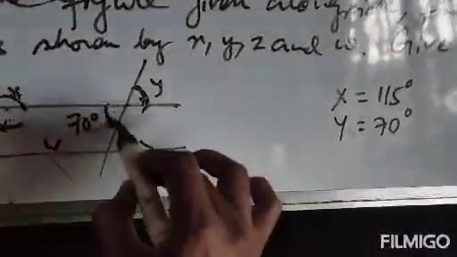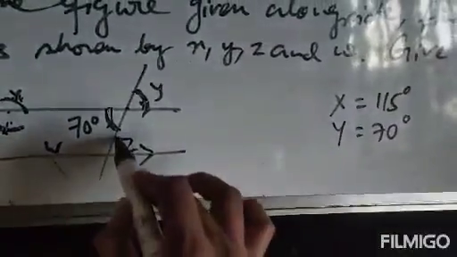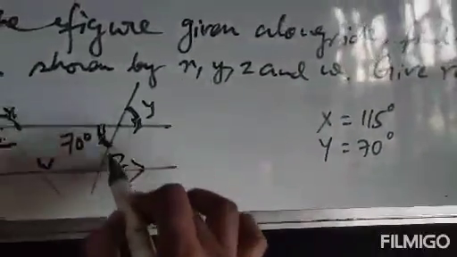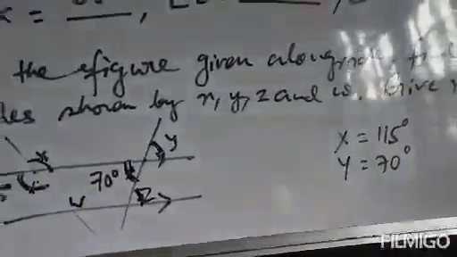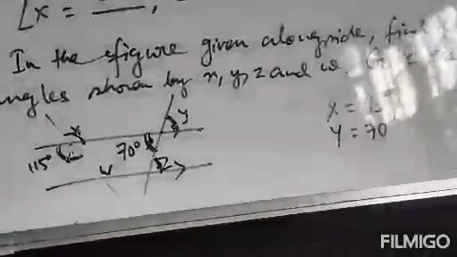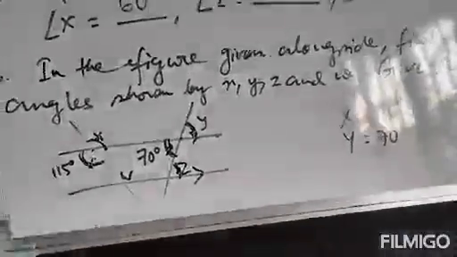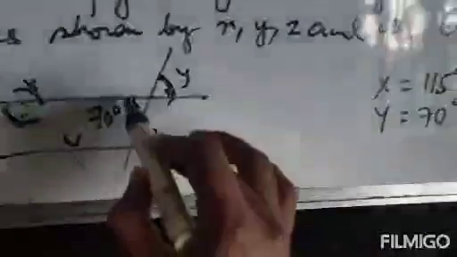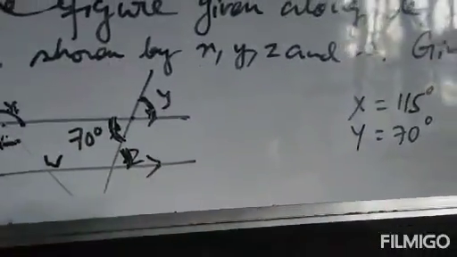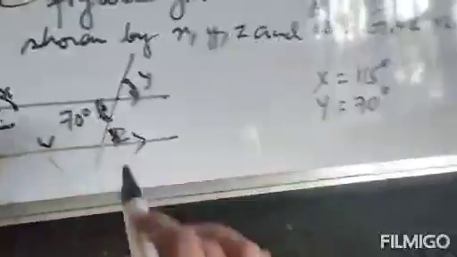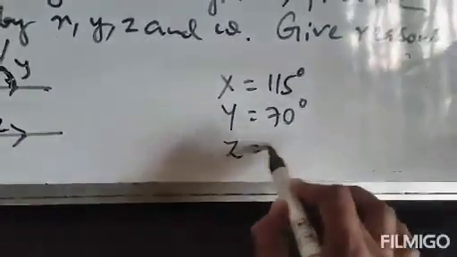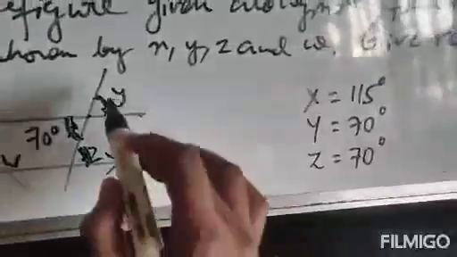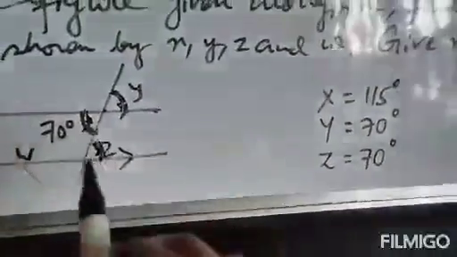Next, if this is the 70 degree, this is the angle z, so this angle z will also be 70 degree, because these two angles are alternate angles, and we know that alternate angles are equal. So if this is the 70 degree angle, this will also be 70 degree. So z will also be 70 degree. This is the first method of finding z.